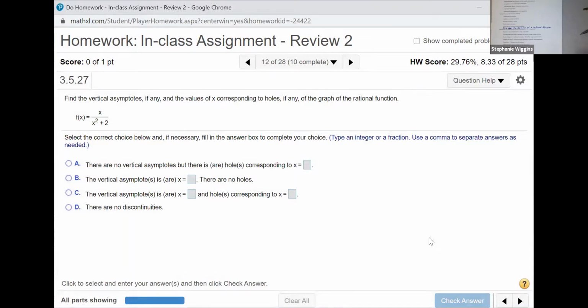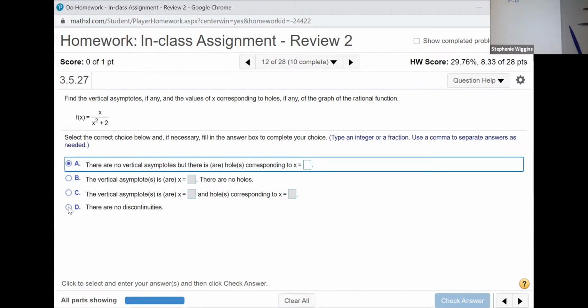Now, vertical asymptotes are basically the same thing. You set the denominator equal to 0, and then you solve. So in this case, x squared plus 2. Now notice x squared is positive, and you're adding 2 to that. So the denominator is always positive. It can never equal 0. So there are no vertical asymptotes, and as well, there are no holes. Okay?